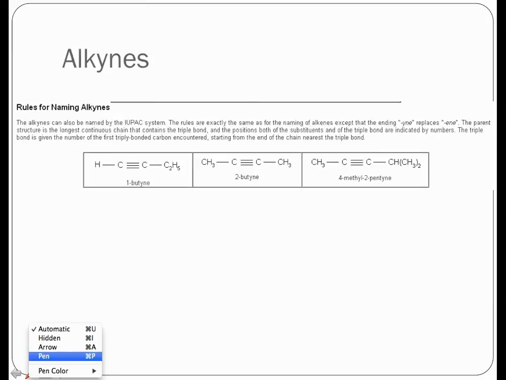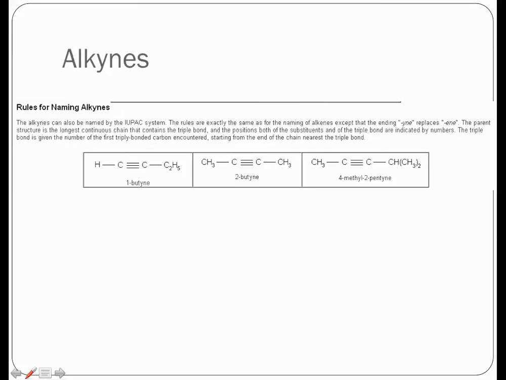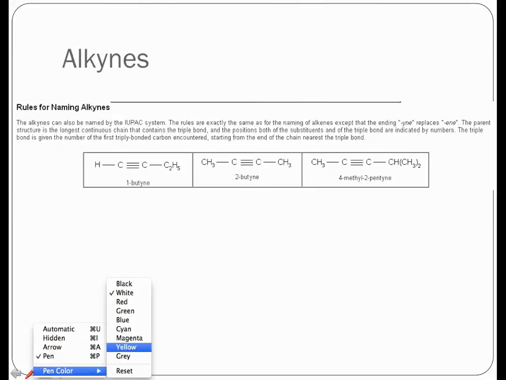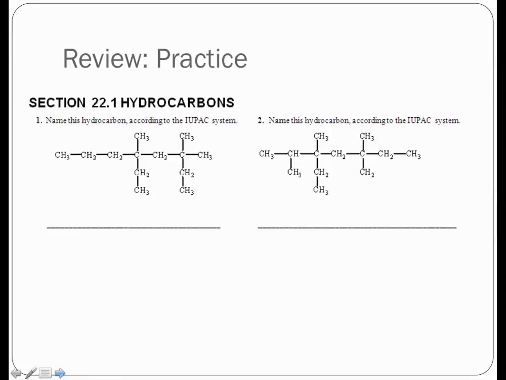And we're looking at where the lowest number is associated with the triple bond. So this one's 1-butyne. This one would be 2-butyne. And then this would be 2-pentyne. And we have a methyl group, so we'll get into that later.